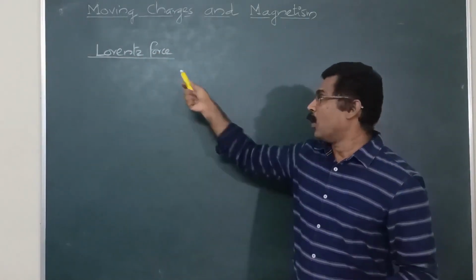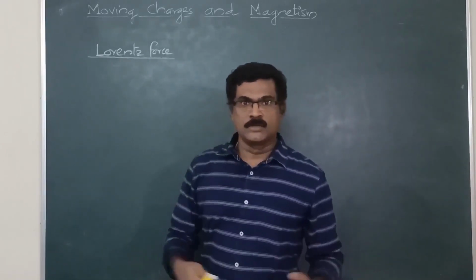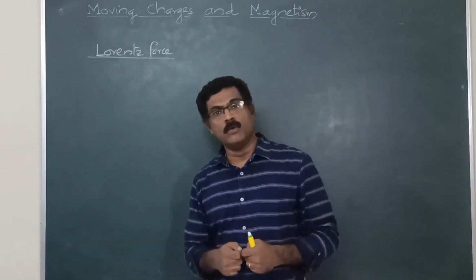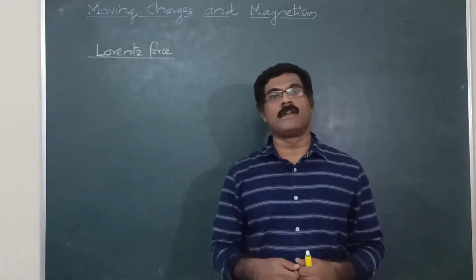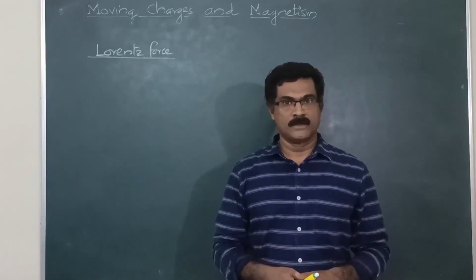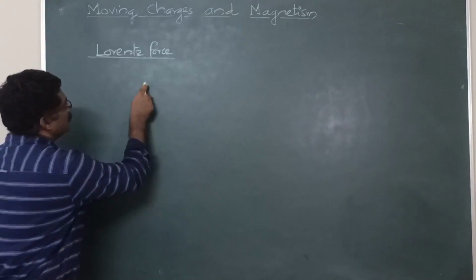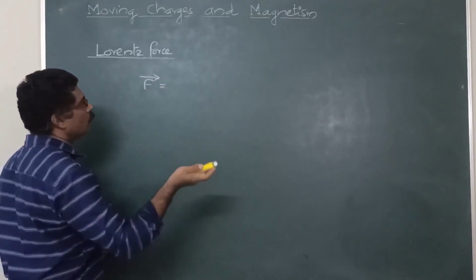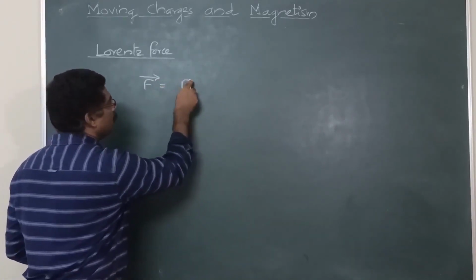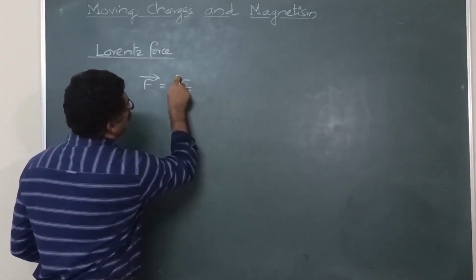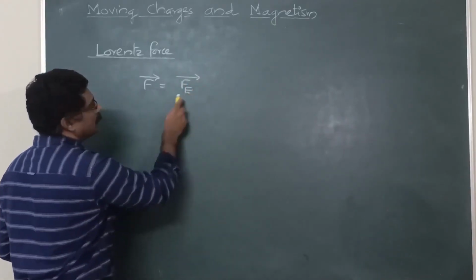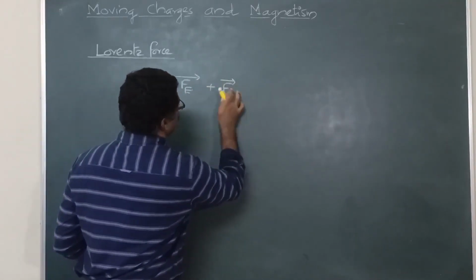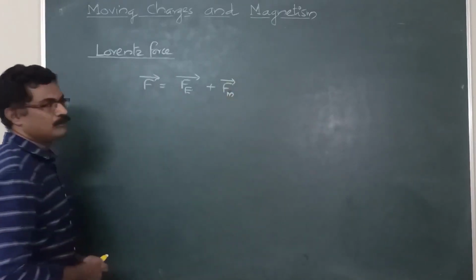Next point is Lorentz force. Lorentz force means it is the net force acting on the charged particle when it is moving through a region containing both electric and magnetic field. So it is the net force when it is moving through electric field and magnetic field. It means on the charge there are two forces acting: one is the electrostatic force Fe and the other one is the magnetic force Fm. That is called the Lorentz force.